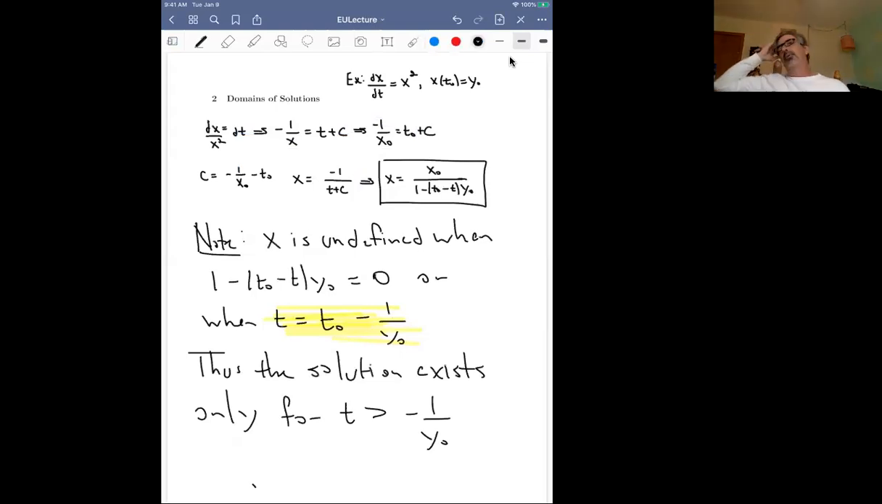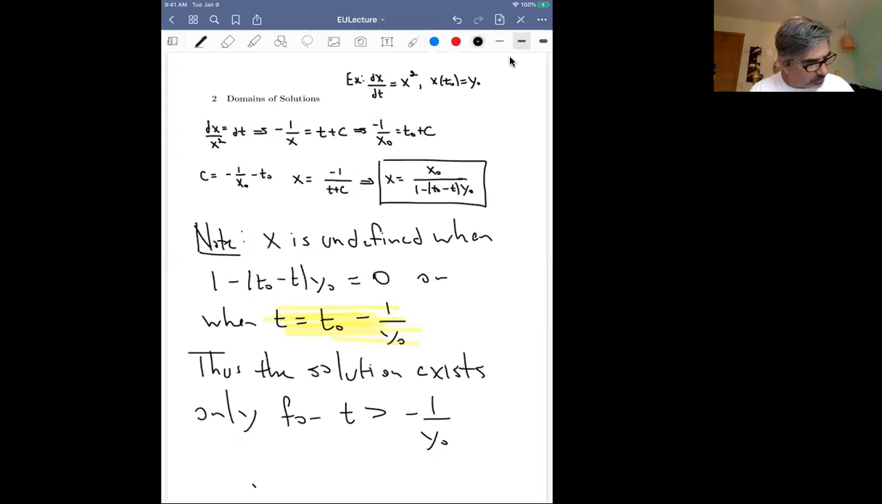But the point here is that even a really simple differential equation might have solutions that only exist for some amount of time, and that interval of existence can depend on the initial conditions, both the initial time and the initial point.